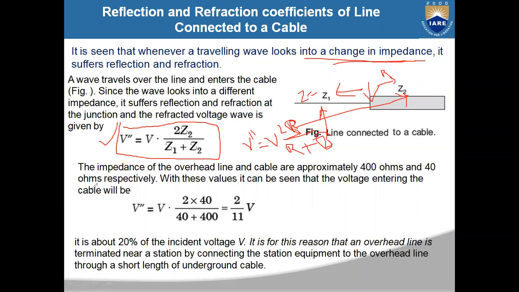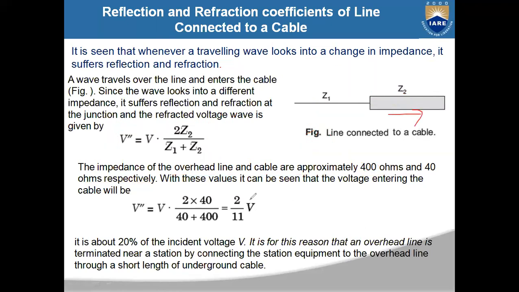Now, the impedance of an overhead line and a cable are approximately 400 ohms and 40 ohms respectively. If you substitute these values here, V double dash will be equal to 2 by 11 times V. That means the voltage wave transmitted into the cable will have a very small value. Suppose the incident wave is 11 kV, traveling in the overhead transmission line. The transmitted voltage wave into the cable, V double dash, will be 2 by 11 into the incident voltage 11 kV. The 11 gets cancelled, so you will get 2 kV.